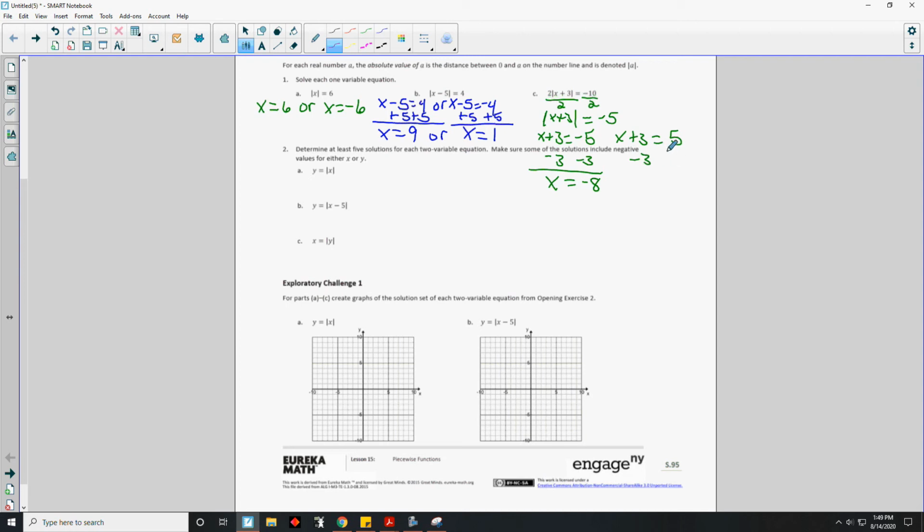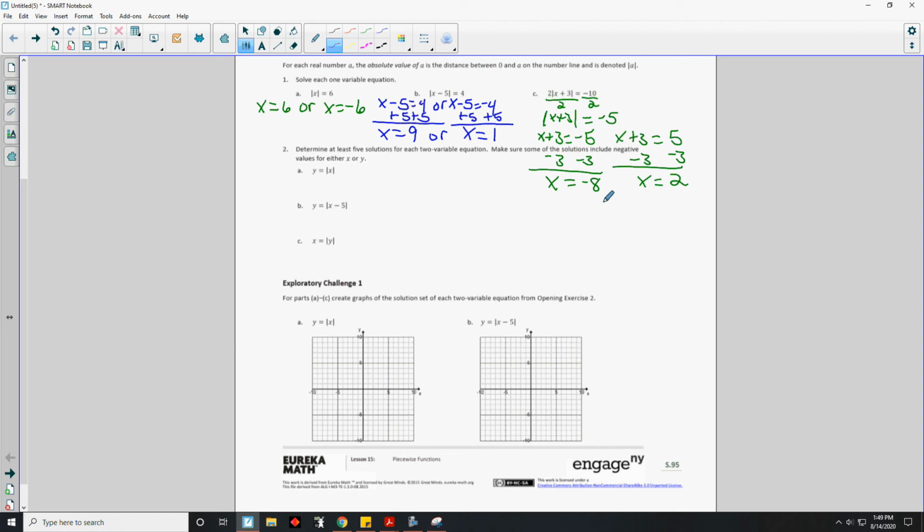Subtracting 3 from both sides here will give me x equals 2. And then you should always plug it back in and check. 2 plus 3 is 5. The absolute value of 5 is 5, times 2 is 10. 10 does not equal negative 10. And then you say, I thought I did this right.